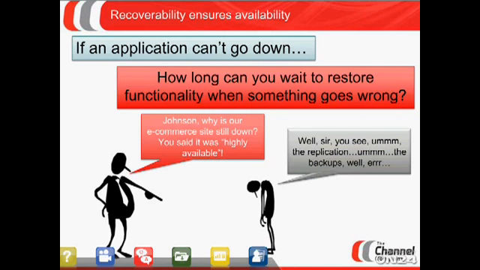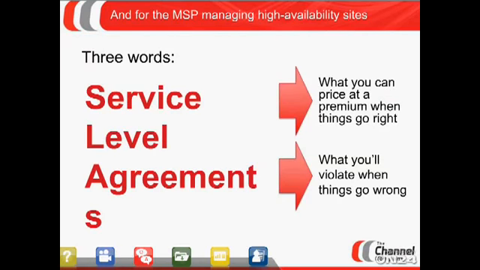Really, jumping to the next slide, there are three words, especially for the MSPs who are managing these high availability sites. The three words are service level agreement. This is what you get when things go right. You can charge a nice premium for very solid service level agreements. When things go wrong, well, certainly the managed service provider is losing money, losing clients, and losing credibility.